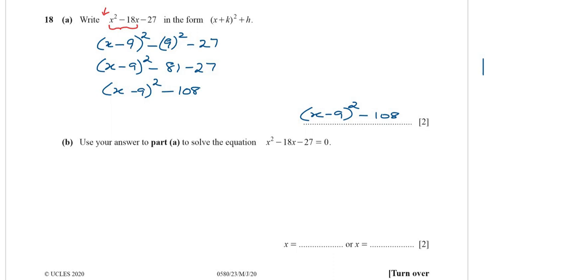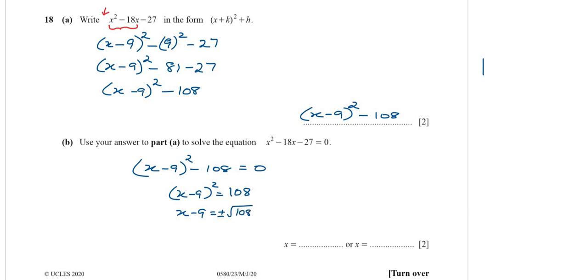So x square minus 18x minus 27, I can change it as x minus 9 the whole square minus 108, and that is equal to 0. Now we will take it to the right side. X minus 9 the whole square is equal to, when you take this minus 108 to the right side, it becomes positive. Now we got x minus 9 is equal to plus or minus square root of 108.